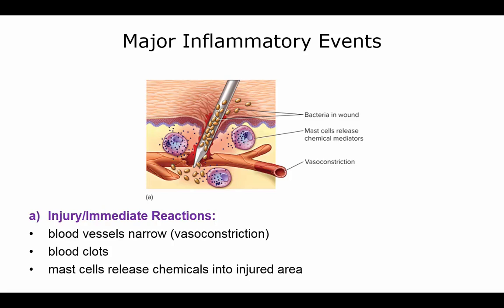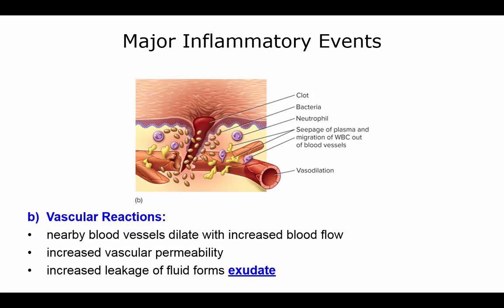And so the immediate response to that injury is that the blood vessel that's damaged is going to do what's called vasoconstriction. So vaso, prefix for vessel, constriction means it's going to get more narrow. Why would it get more narrow? Because the narrower it is, the less blood that can go through it, which means the less blood that you're going to lose in that area. The platelets are going to start to stick together and try to form a clot, and then some of the mast cells nearby are going to release chemicals to kind of aid in all of this process. So shortly following that, we're going to see some vascular reactions.